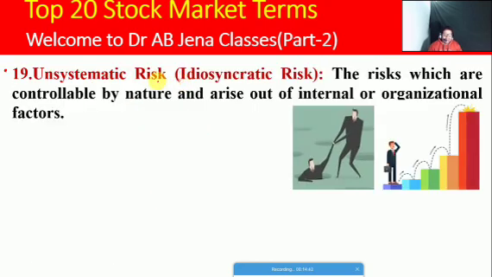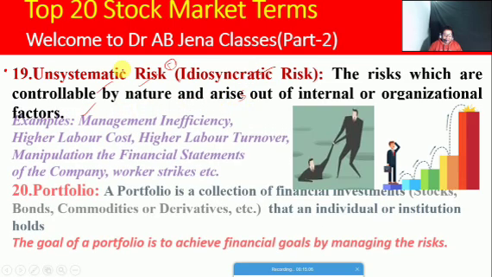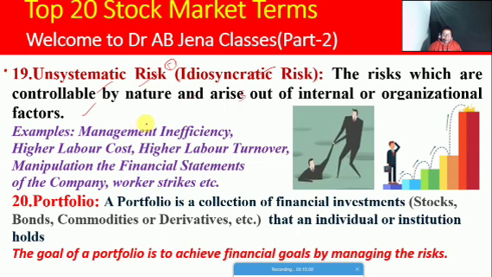Let us see, friends, what is the meaning of unsystematic risk. Unsystematic risk is also known as idiosyncratic risk. These are risks which are controllable; a company or an organization can control unsystematic risks by nature, and they arise out of internal or organizational factors. The examples of unsystematic risks are management inefficiency, higher labor cost, higher labor turnover, manipulation of the financial statements of the company, or worker strikes. So these are the examples.